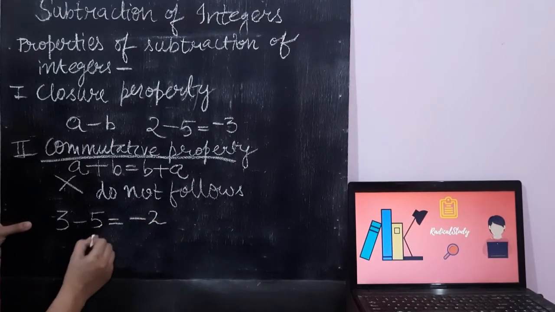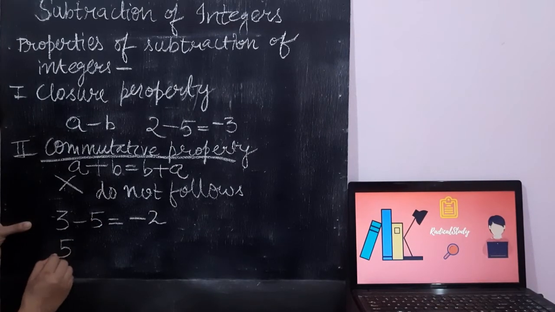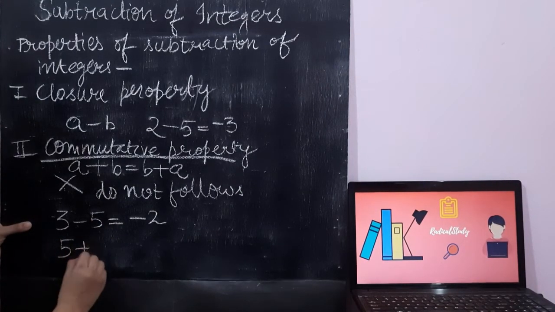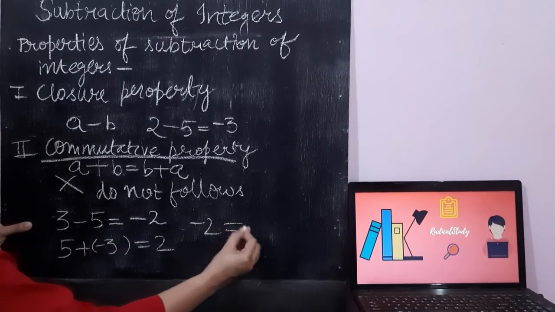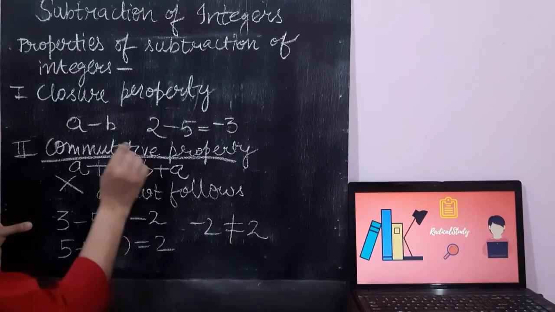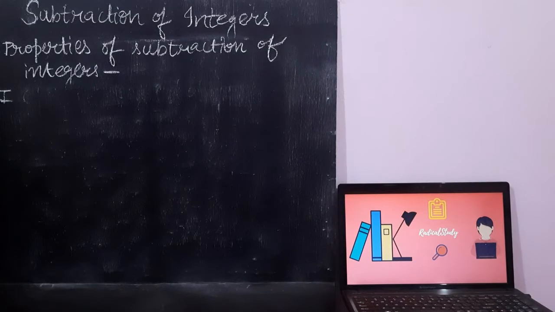Minus 2. Now if we reverse it and write like this, 5 plus minus 3, the answer is 2. So minus 2 is not equal to 2. So the commutative property does not follow in subtraction of integers.